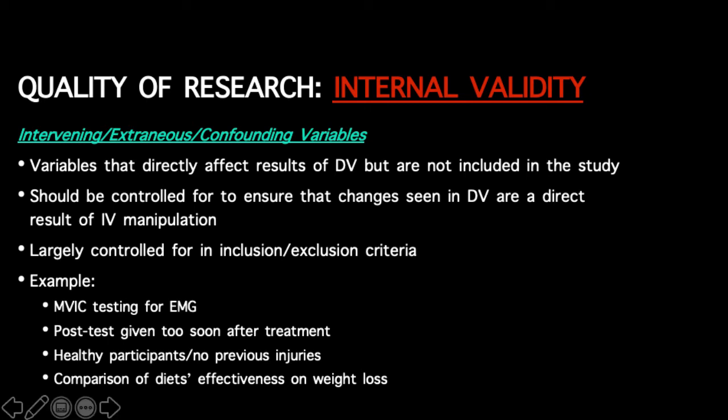We also might consider a person's BMI as part of the inclusion criteria. Maybe we only want people who are considered obese, which is a BMI of 30 or above. Okay, because people who are further away from their ideal weight tend to lose faster than people who are closer to their ideal weight. So that is something that you would have to consider as potentially confounding the measurements that you're actually interested in your study. Okay, so those are some examples of intervening extraneous confounding variables.